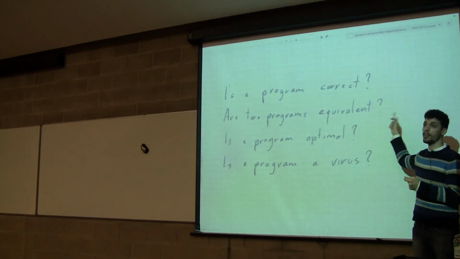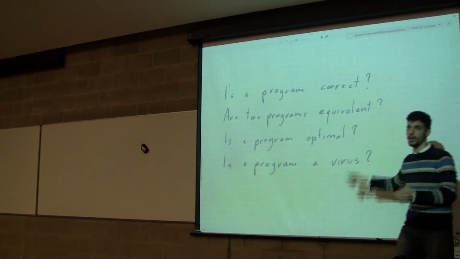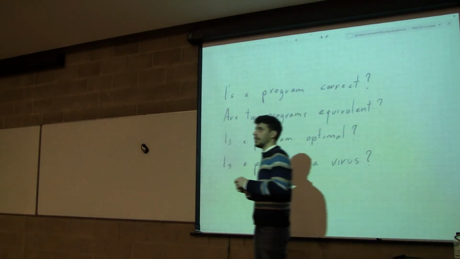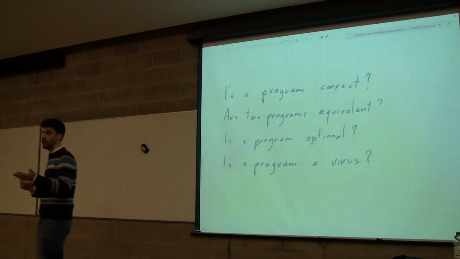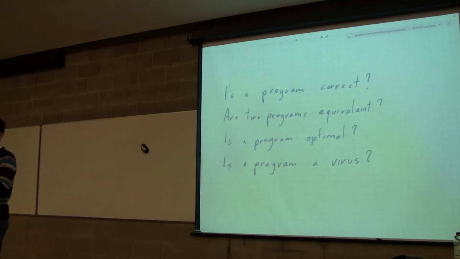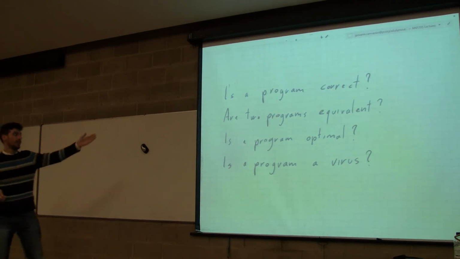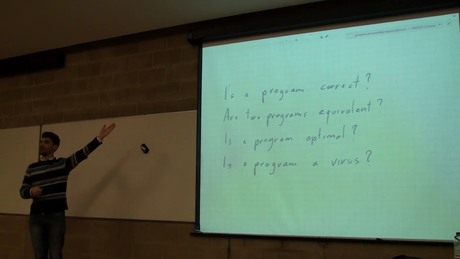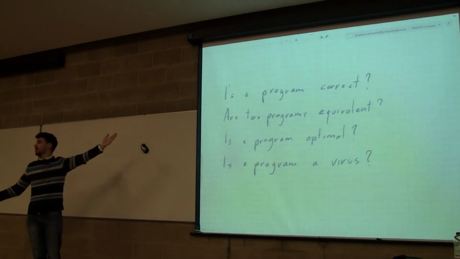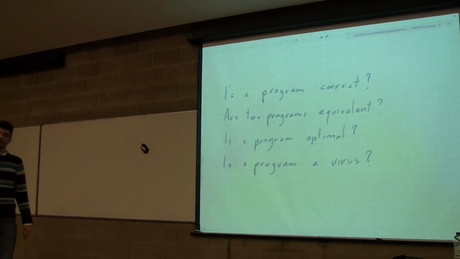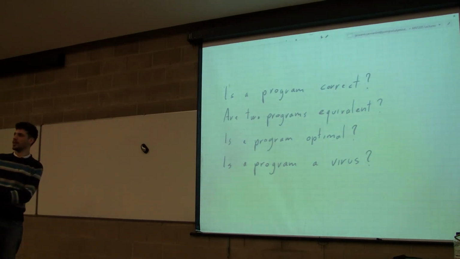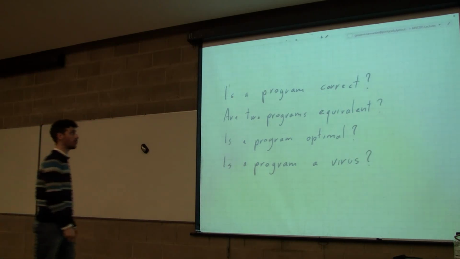Is a program correct? What does it mean? Is this program actually giving me the output I wanted? This is why you do unit testing, right? You wouldn't have to do that if there was a way to have that algorithm. No unit testing: you just shove the program into another algorithm, and that algorithm tells you, this is not correct, you made a mistake. So there's no general algorithm for that.